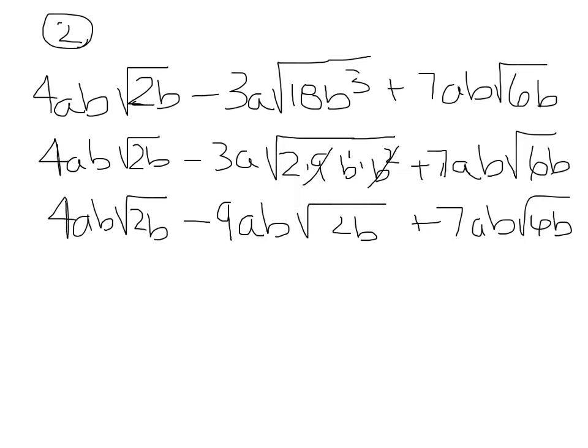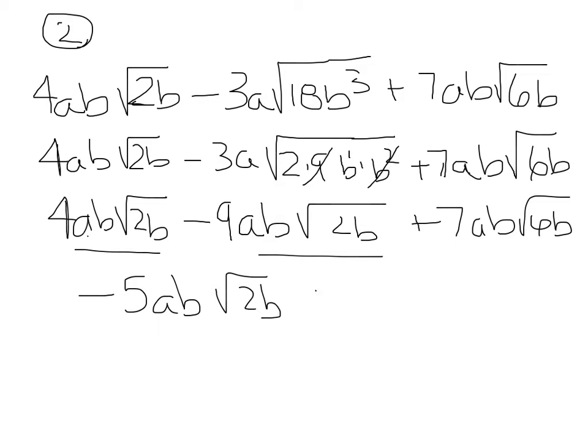and so now I have a situation where I have like terms because I have an ab on the outside of each of them and a radical 2b. So I have 4 of these things called ab radical 2b minus 9 of these things called ab radical 2b, which leaves me with -5ab radical 2b plus the 7ab radical 6b.